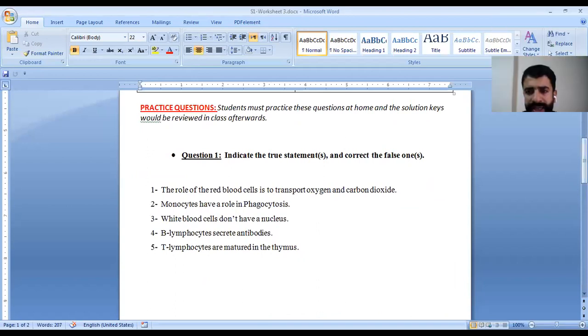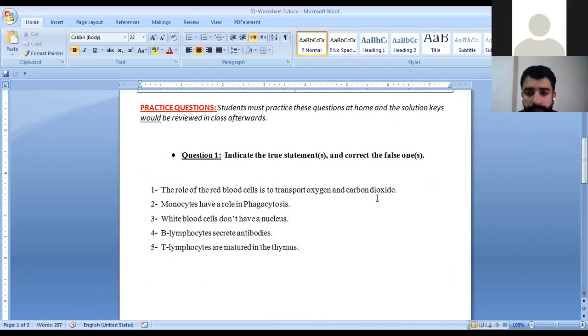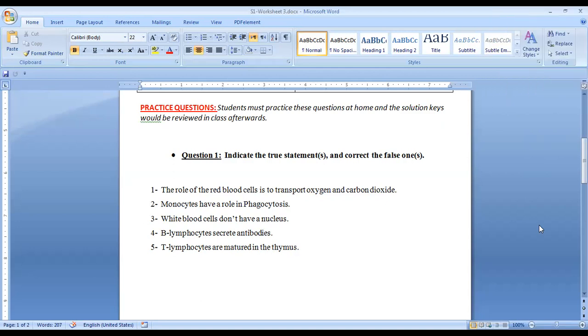So let's start and let's choose from this. Let's start with Karim Zayed. Karim, first of all, your question is to indicate the true statement and correct the false one or ones. Number 1, Karim: the role of the red blood cells should be to transport oxygen and carbon dioxide. True or false? True, thank you. So the role of the red blood cells is to transport oxygen and carbon dioxide. Thank you, Karim.